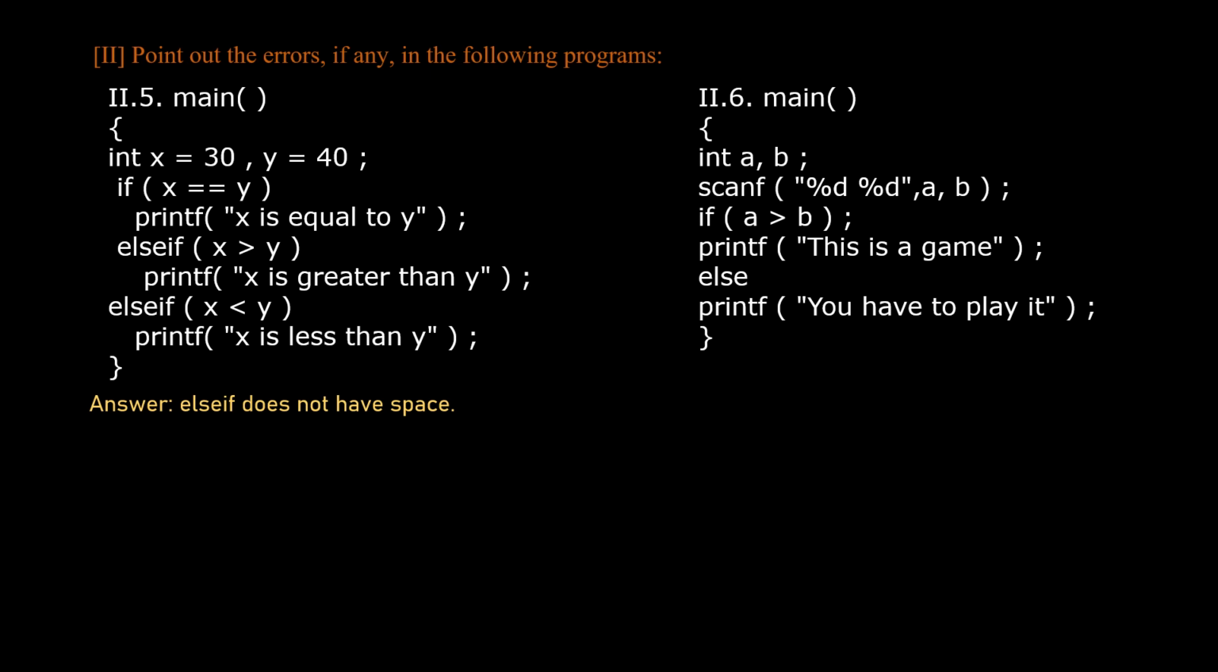And next question, int a, b, scanf, and then if a greater than b semicolon printf, this is a game, else you have to play it. So what will be the answer? Is there any error? Yes, as you expected, scanf ampersand is missing, but apart from that, else will not get executed without an if. If is ending here itself, so this else here is invalid. So there will be a compilation error.